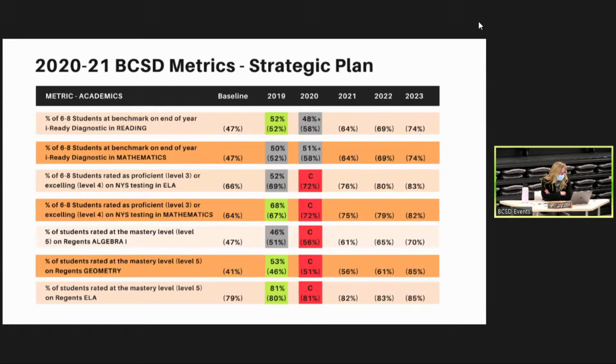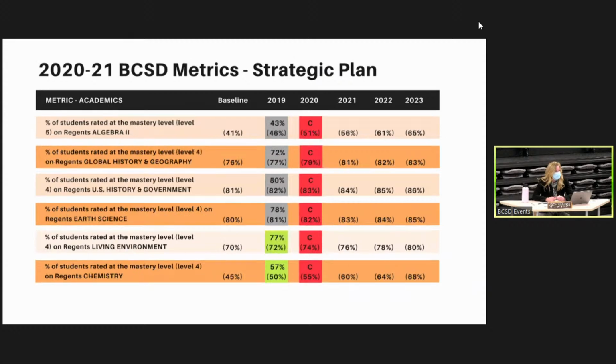Continuing on with more iReady, sorry, I'm on the wrong slide here. Some of our Regents exams, if you recall, all the Regents exams were canceled. So there's lots of reds here because we don't have the data. Basically, students were exempted from the Regents exams last year.